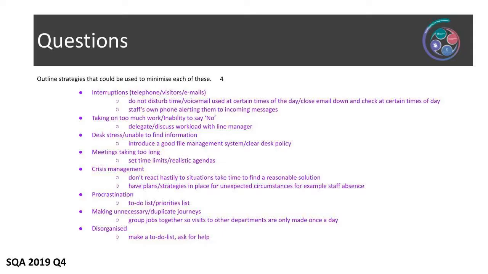Crisis management. If you find situations are taking up lots of time, and it's difficult to find a reasonable solution, then need to make sure there's plans in place to be able to manage that. Or if we've got people who offer a lot, how do we go about managing that unexpected staff absence, and maybe get a procedure in place. Procrastination, to-do lists. I mean, that's a big one. Get your priorities sorted, put the thing that you must get done at the top of your to-do list, and then order them absolutely essential, and work through that as quickly as we can.